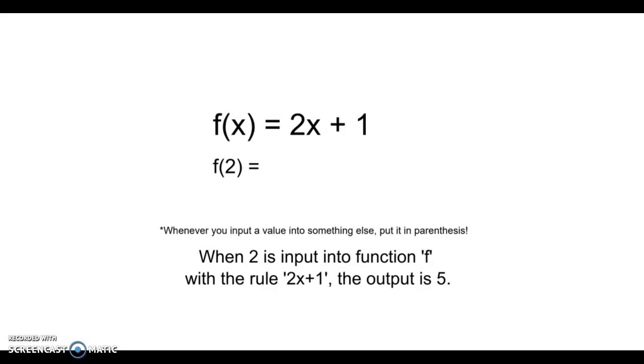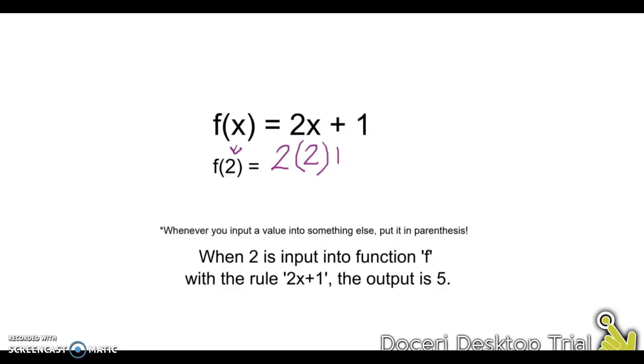So, here's just an example. f of x is equal to 2x plus 1. We want to find the function f evaluated at 2. So that means that we are putting 2 in for x. So when we write it, it would look like this: f of 2 is equal to 2 times 2 plus 1. The function evaluated at 2 is equal to 4 plus 1. So the function evaluated at 2 is equal to 5.